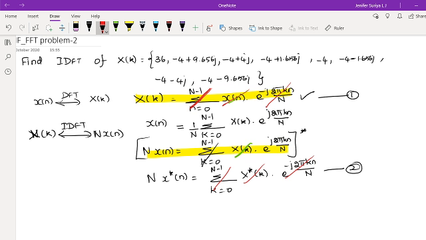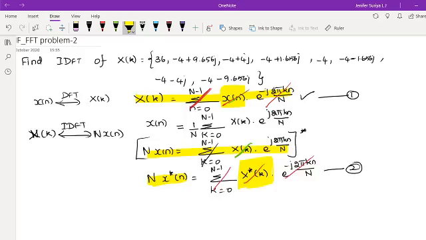But actually in the first equation, the input is x of n, and in this equation, the input is X star of k. So to use the butterfly diagram, we are going to select X star of k, and from the butterfly diagram we get the output N into x star of n. From that N into x star of n, we can easily identify x of n. Those are the steps we are going to do here.